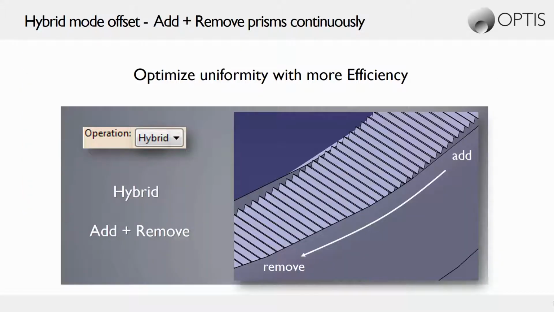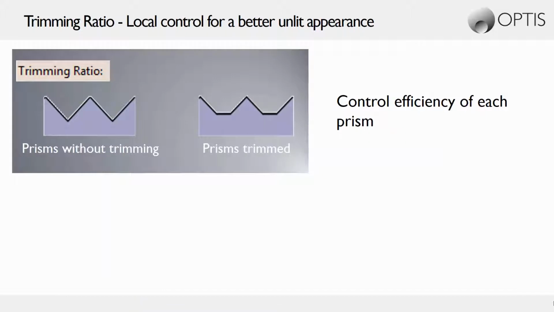Possibility to add and remove prisms continuously using the offset value. Control precisely the efficiency of each prism thanks to the trimming ratio parameter. It allows keeping the width constant all along the light guide for a better unlit appearance.